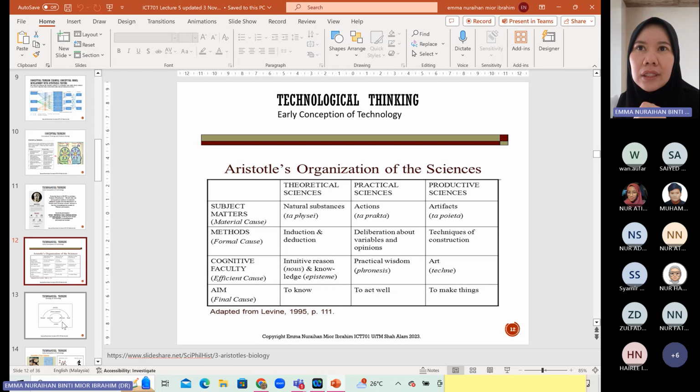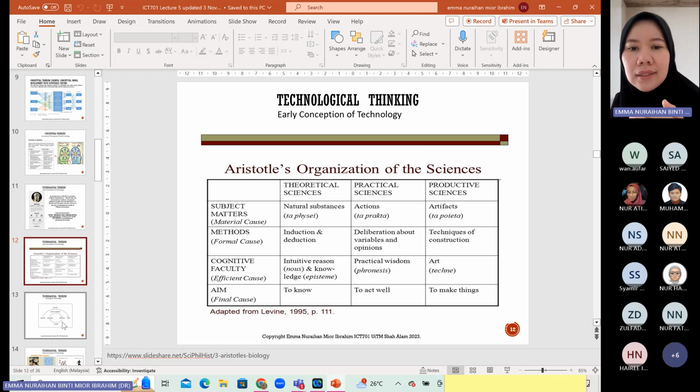So walaupun teknologi taklah berkembang di sana, tapi teknologi ikut zaman tu lah, ya. Okay, so Aristotle's Organization of the Sciences, he says that dia ada 4 benda, ya, empat kotak lah, 4 kotak kat situ. Okay, dia kata science is organized based on material, formal cause, efficient cause, and also the final cause. So what is the material? Material is the subject matter. So it can be categorized as theoretical sciences.